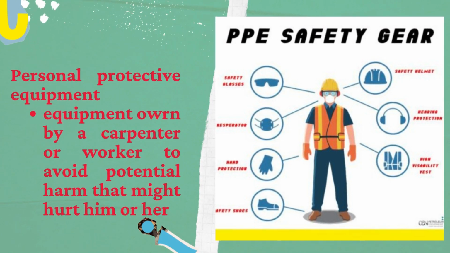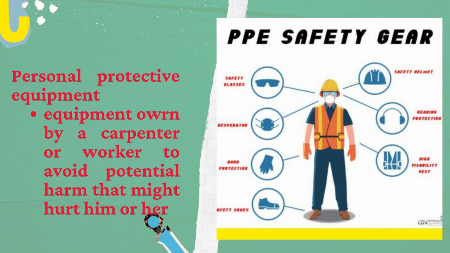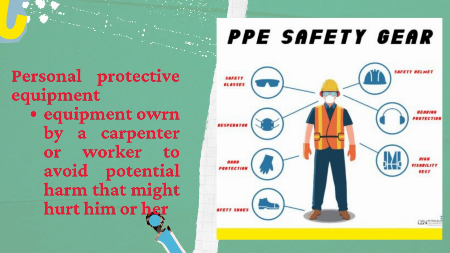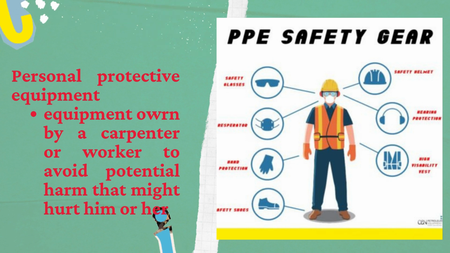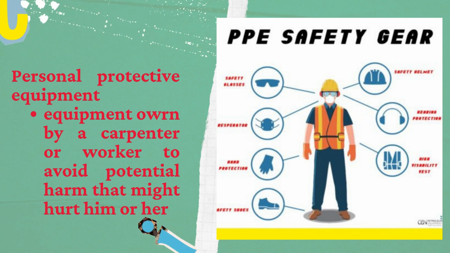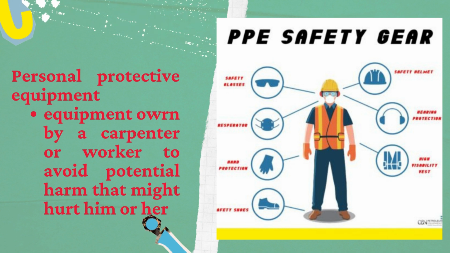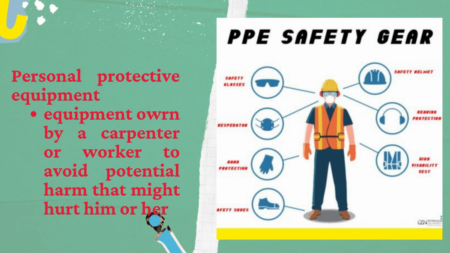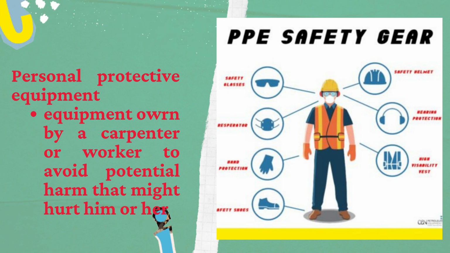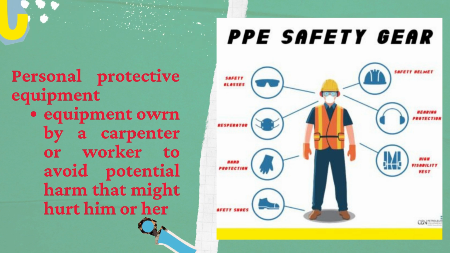PPE or your personal protective equipment. It is an equipment worn by a carpenter or worker to avoid potential harm that might hurt him or her. PPE should include a goggle, a face mask, hand gloves, vest, ear protector, hard hat or safety helmet, and safety shoes. And of course, an overall suit.